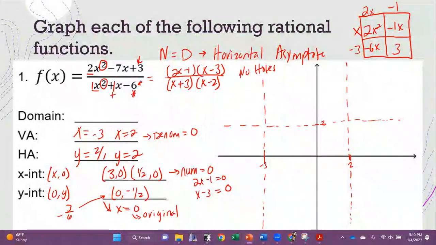Next, I graph my intercepts. So where are my intercepts? There we go. I'm going to be here at 3. We're going to call this 3. We have another x-intercept, we're going to call this little guy 1/2. And I have a y-intercept at -1/2.